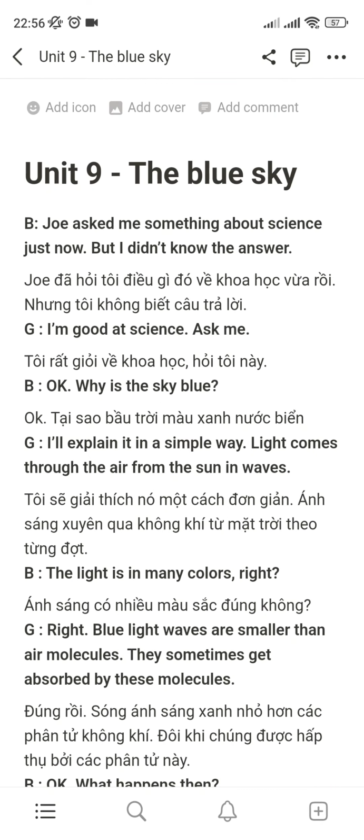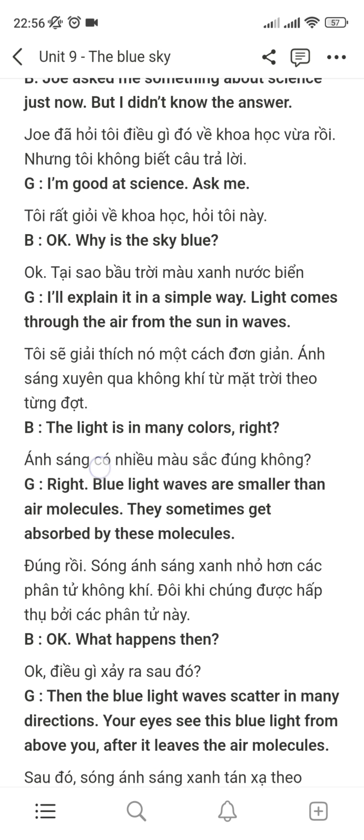Unit 9. The sky, the blue sky. Joe asked me something about the sky, but I didn't know the answer. I'm good at this. Ask me. Okay, why is the sky blue? I'll explain it in a simple way.